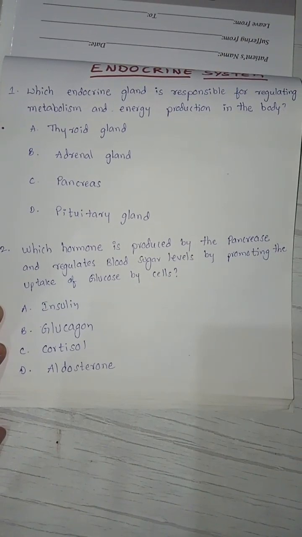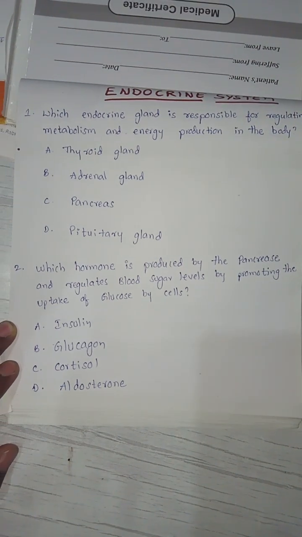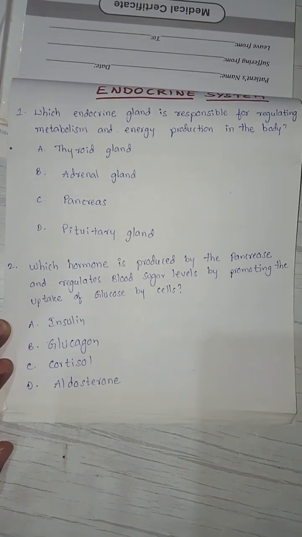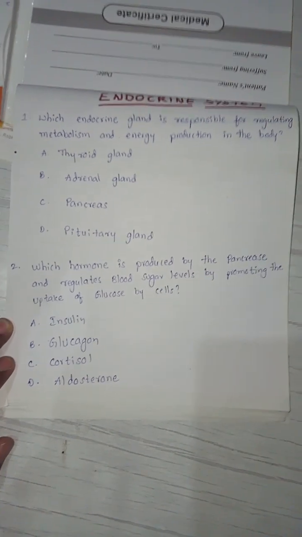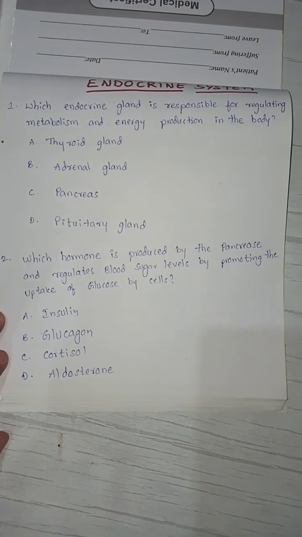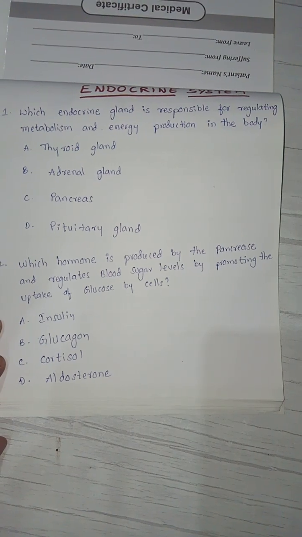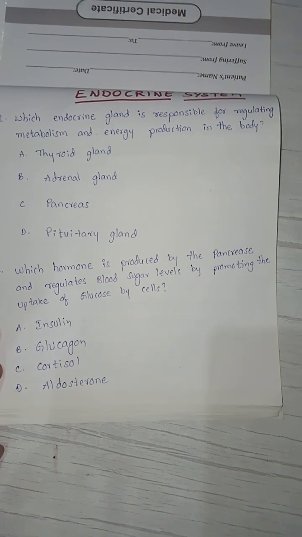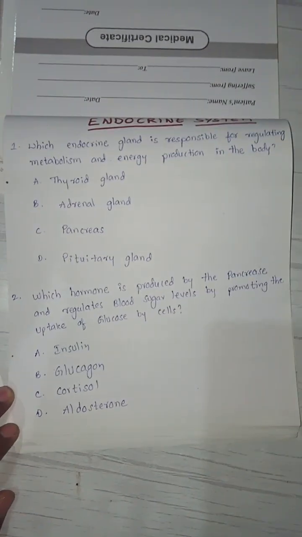levels by promoting the uptake of glucose by cells? Option A: insulin. Option B: glucagon. Option C: cortisol. Option D: aldosterone. The answer is insulin. The insulin hormone is produced by the pancreas and regulates blood sugar levels by promoting the uptake of glucose by cells.